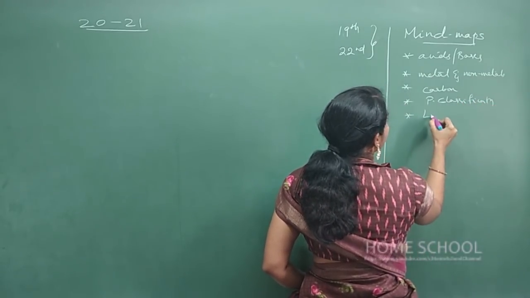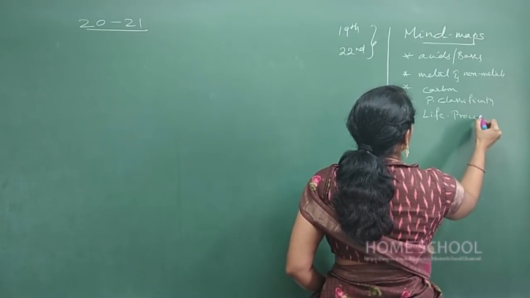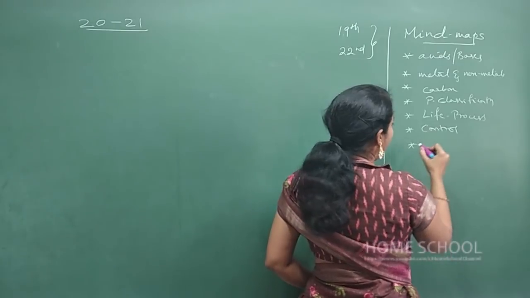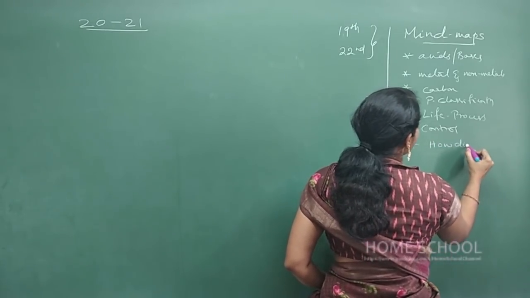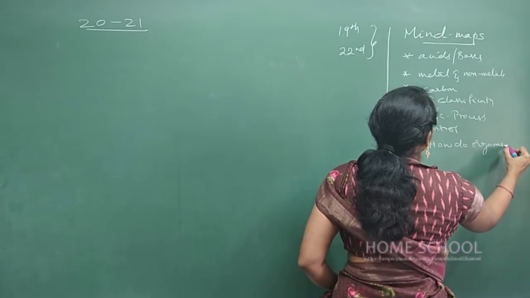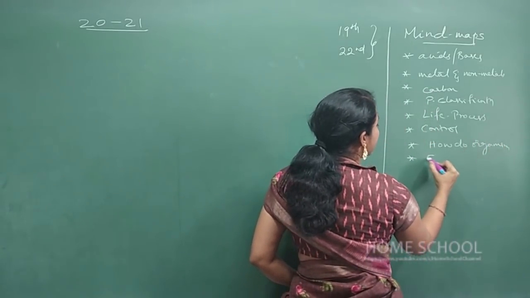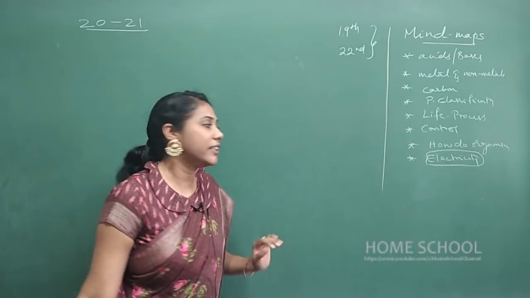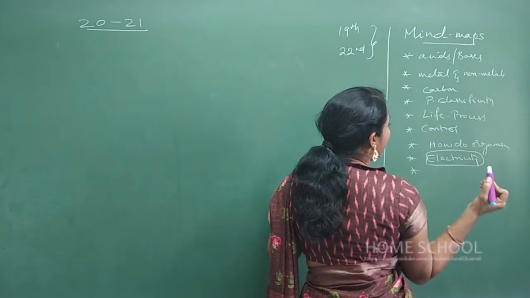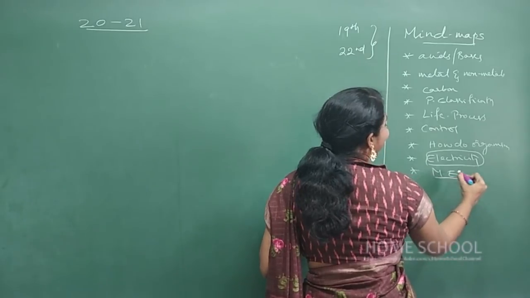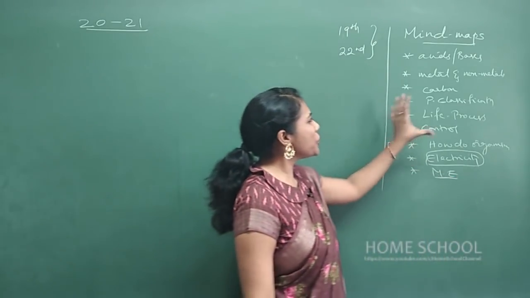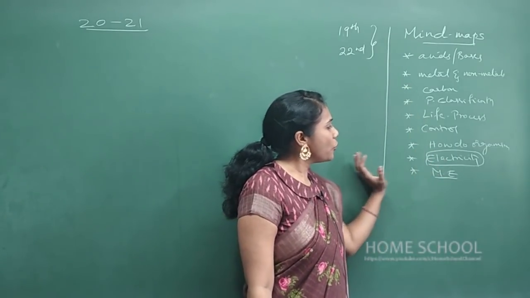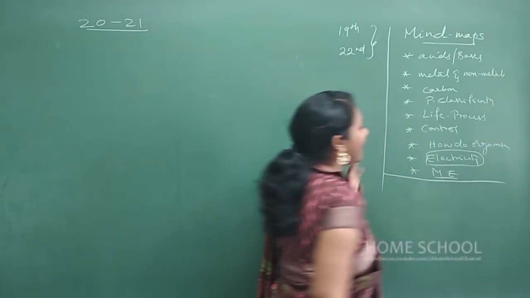Coming to the biology part, the most important chapter, life processes, is covered, and then control and coordination is covered. Then I have covered how do organisms reproduce. And coming to the physics part, electricity, the biggest and most confusing chapter, is covered. One more important physics chapter, magnetic effect of electric current, is also covered. They are the most important chapters of class 10, where more MCQs can be asked. All of them I covered in the form of mind maps.